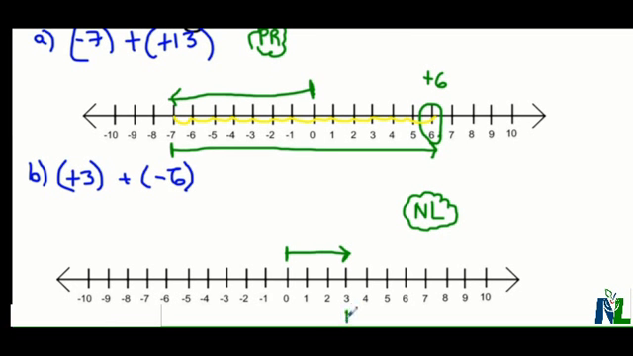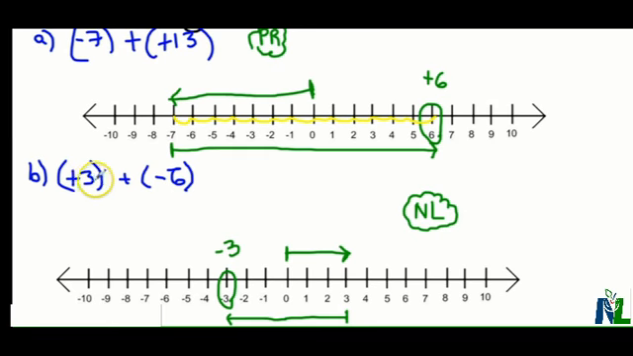How many left spaces am I going to go? Well, it's 6. 1, 2, 3, 4, 5, 6. This is where I'm going to end off, and I'm going to circle my answer to make sure I absolutely know that the answer is going to be -3. So that's how you would go through adding your integers on a number line.